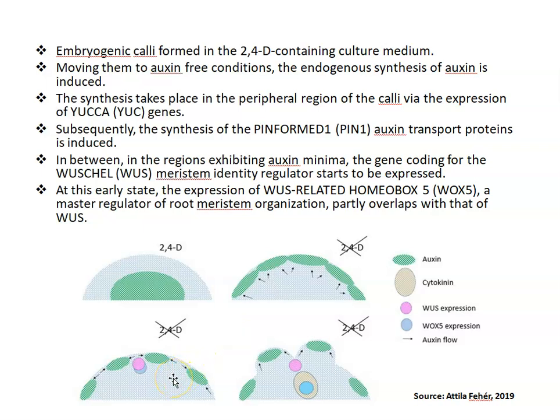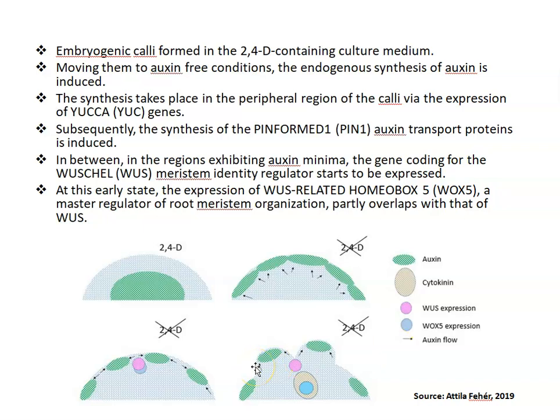Then changes in PIN1 orientation, just look at this third diagram, result in auxin accumulation in patches. So you can see here these patches of auxin, green in color. So this green color is showing the presence of auxin, yellow color cytokinin, pink color WUS expression, blue color WOX5 expression, and the direction of these arrows is showing the direction of auxin flow.